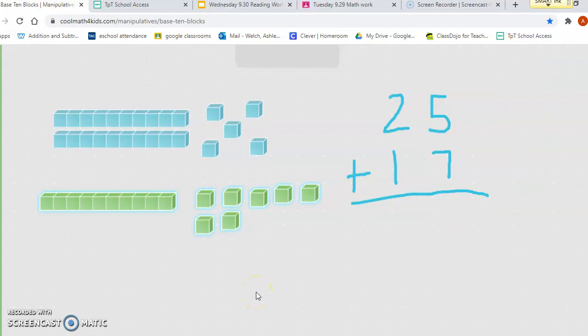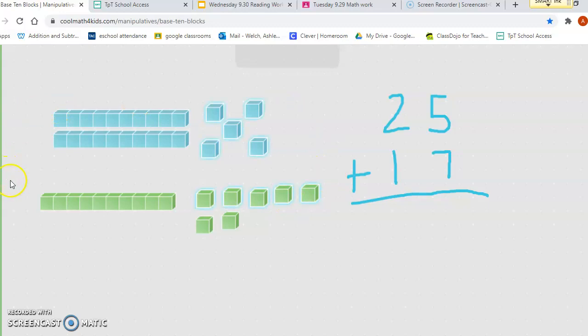Now, how we do this is I have 12 ones. I have to think about what I could trade some ones for. Well, I know I could trade for a tens block. So how many ones does it take to make a tens block? It takes 10 ones. So I'm going to circle 10 ones. So here's 5, 6, 7, 8, 9, 10.